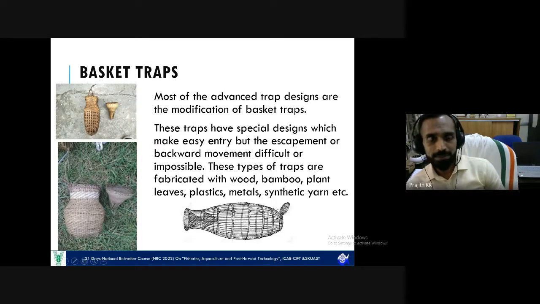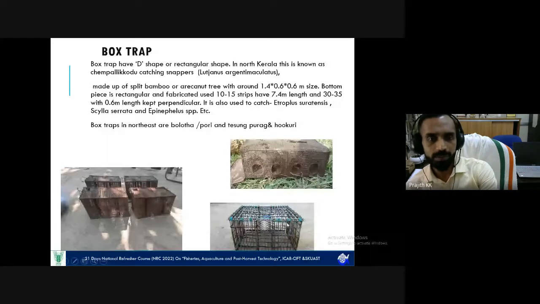Then another is the basket type trap. Most of the advanced trap designs are modifications of the basket type trap. This is also again from the northeast. It is made with wood, bamboo, plants, plant leaves, plastic, metals, etc. So most of the modern trapping devices are modifications of this kind of trap.